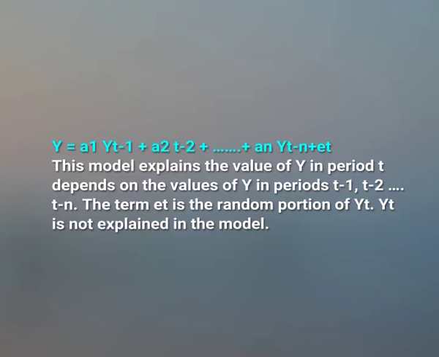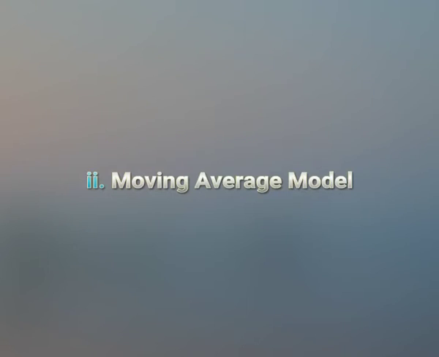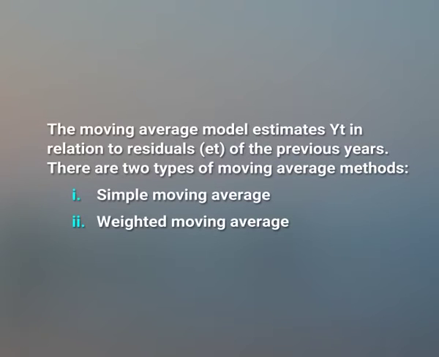Now, this model explains that the value of y in period t depends on the value of y in periods t minus 1, t minus 2 till the period t minus n. The term e t is the random portion of y t. y t is not explained in this model. Now, we will move on to the next model, which is the moving average model. The moving average model estimates y t in relation to residuals e t of the previous years.